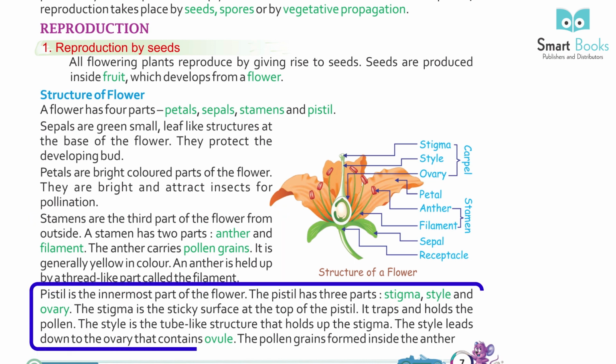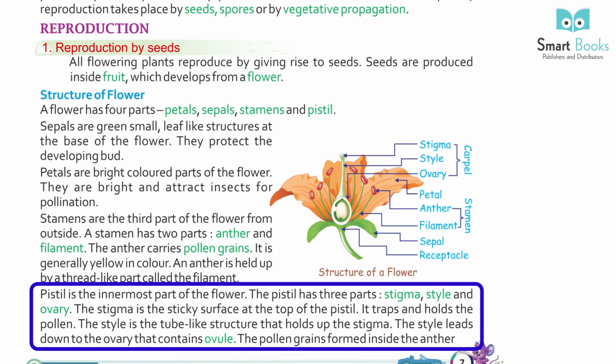Pistil is the innermost part of the flower. The pistil has 3 parts: stigma, style and ovary. The stigma is the sticky surface at the top of the pistil. It traps and holds the pollen. The style is the tube-like structure that holds up the stigma. The style leads down to the ovary that contains the ovule.